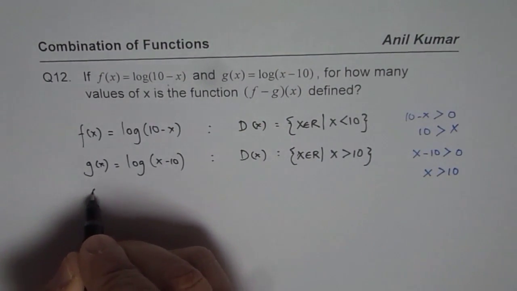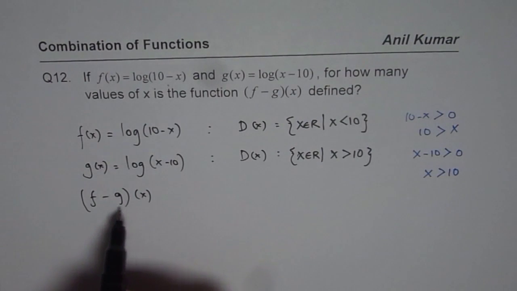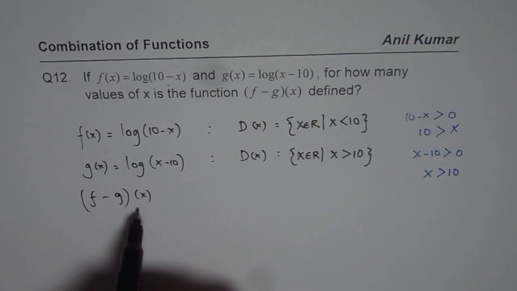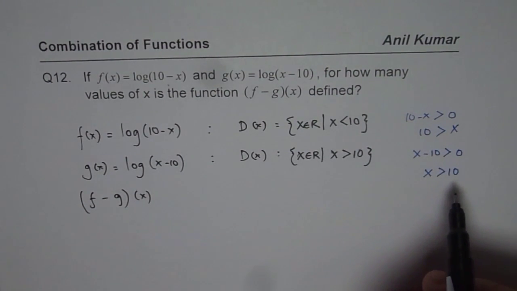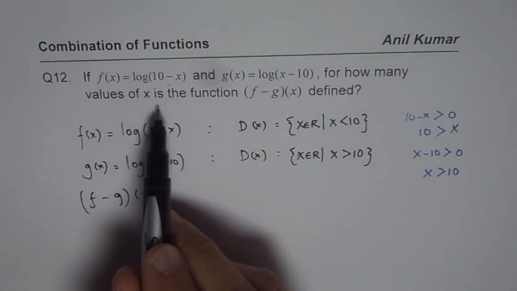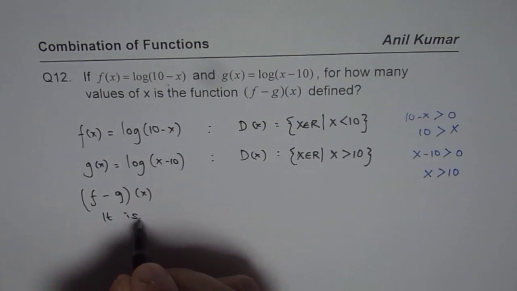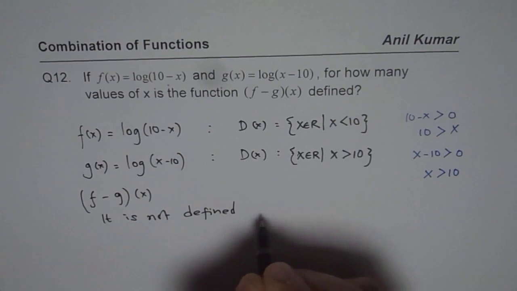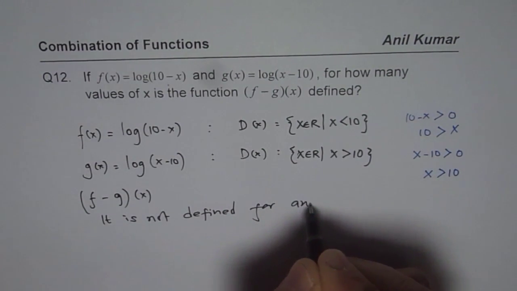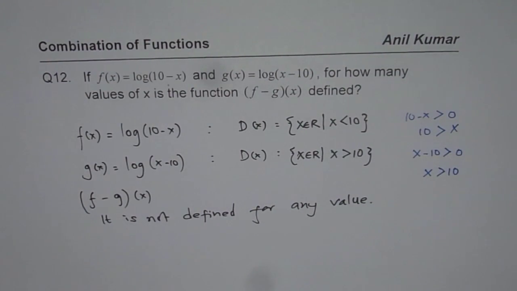Now we're talking about f minus g of x. You can perform this operation or combine these functions only when you have a common domain. Clearly, here we do not have any common domain. So the question is, for how many values of x is this function defined? It is not defined for any value. So that is the answer for this particular question.